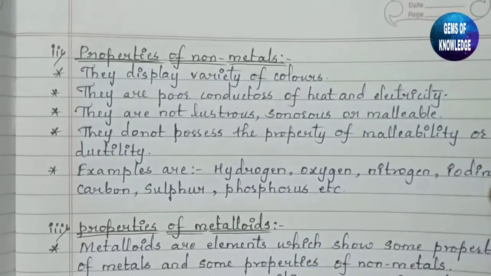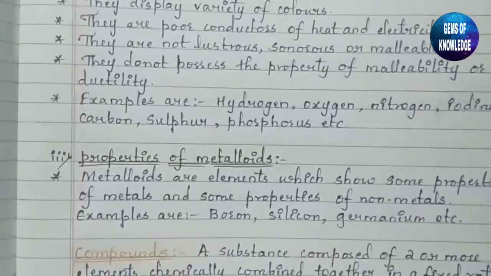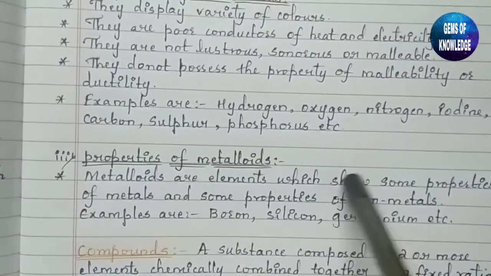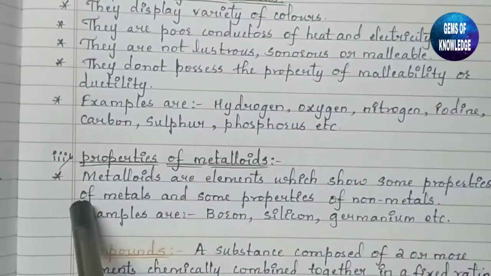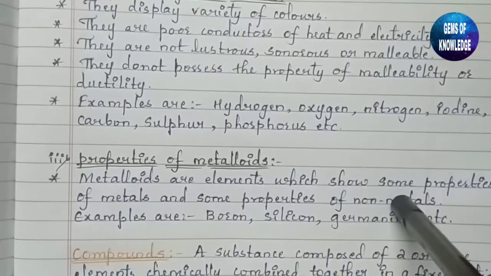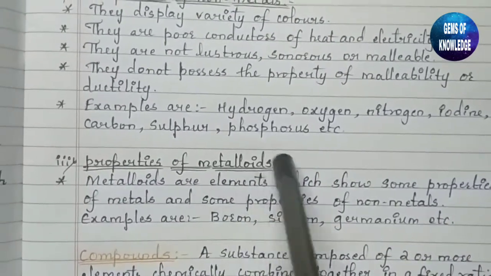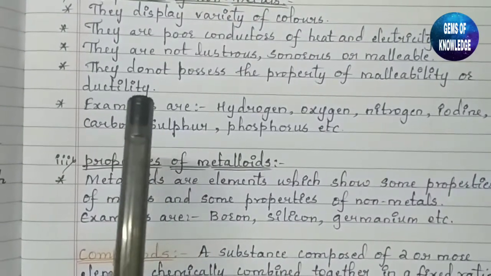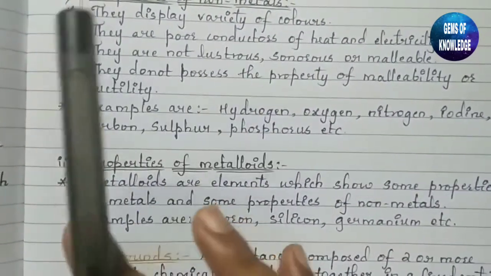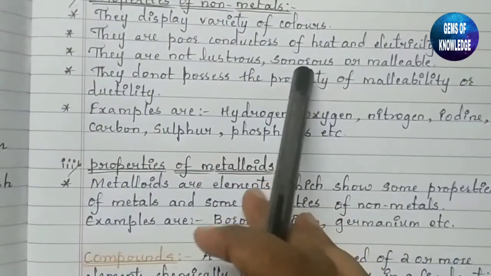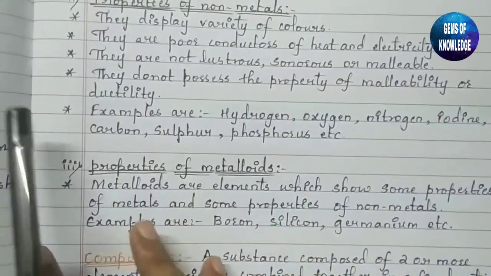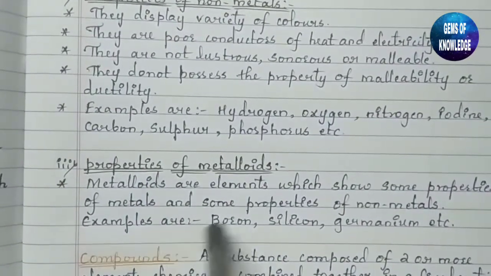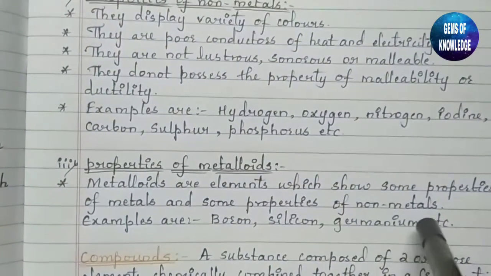Then the next one here is properties of metalloids. So what are metalloids? Metalloids are elements which show some properties of metals and some properties of non-metals. Metalloids are substances which lie between metals as well as non-metals. They show the properties of metals as well as the properties of non-metals. Examples here are boron, silicon, germanium, etc.